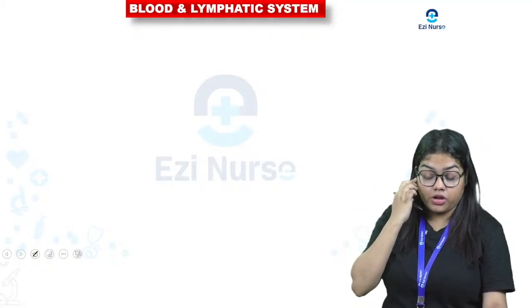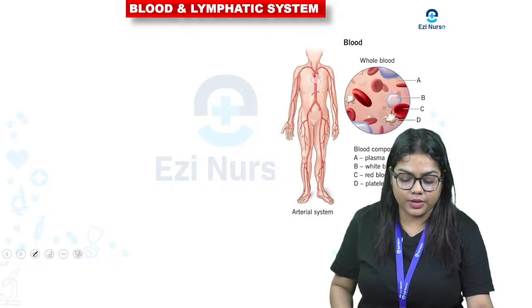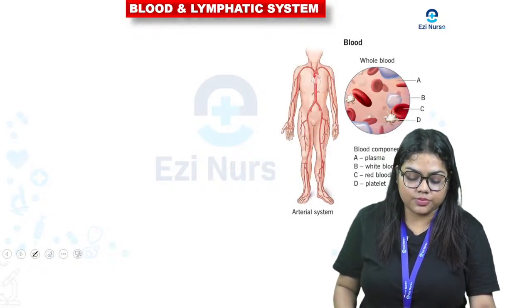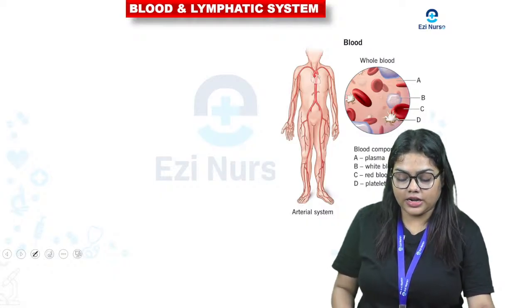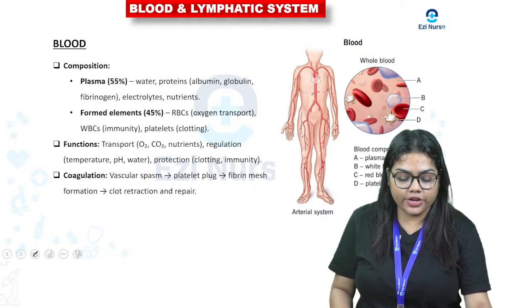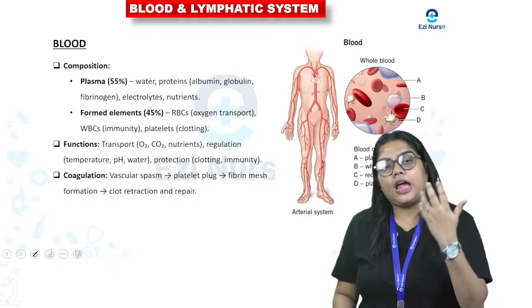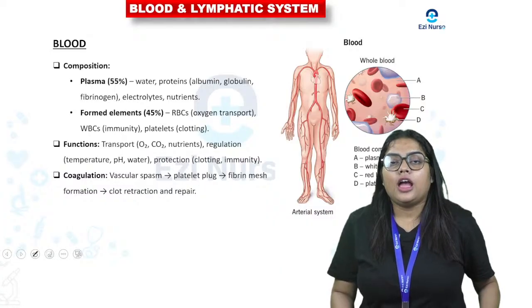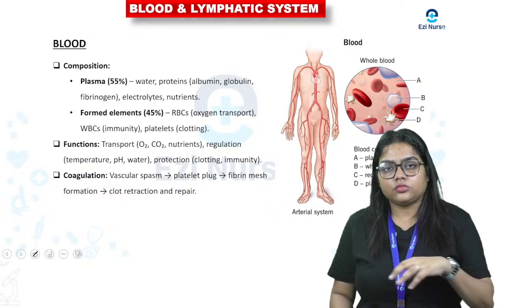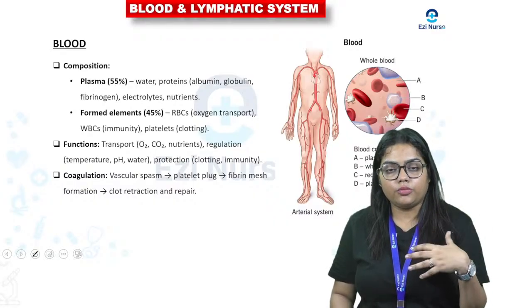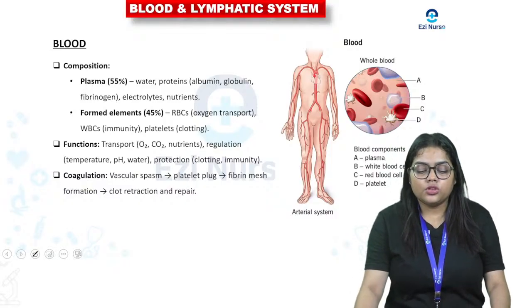Now, as we know about the heart and the circulatory system, let's discuss the blood. So what is blood? Blood is part of the circulatory and lymphatic system. Blood is a liquid which travels through our body and provides oxygen, and helps to carry nutrients from the body to the other tissues. So that is blood.